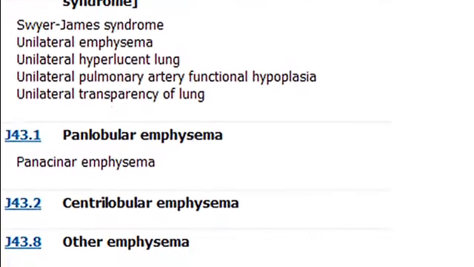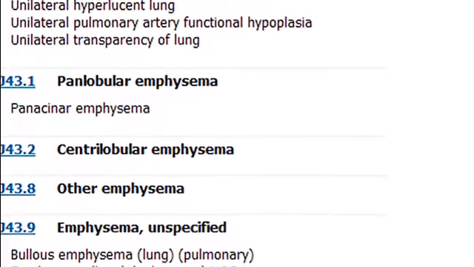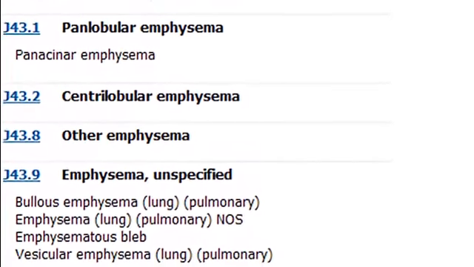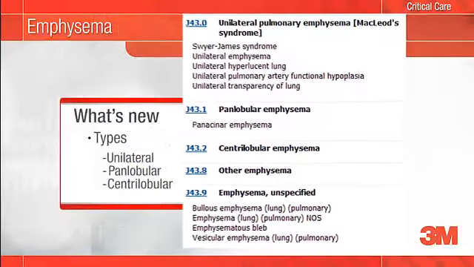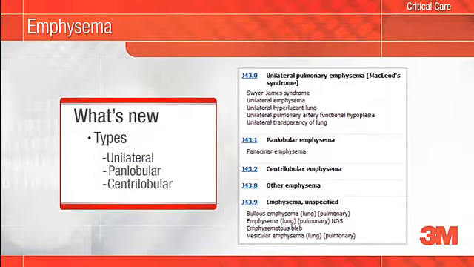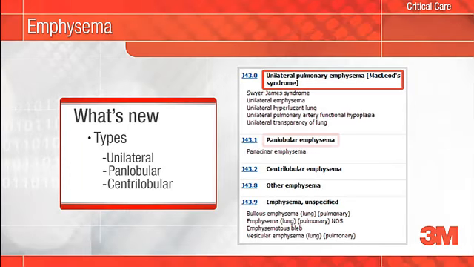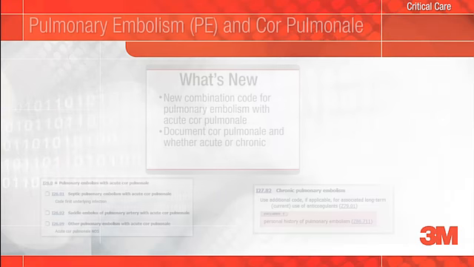Most types of emphysema were grouped into a single ICD-9 code. What's new in ICD-10? Separate codes are provided for specific types of emphysema. When you document the specific type of emphysema, such as unilateral, panlobular, or centrilobular, a unique ICD-10 code for that condition can be reported. What's new here?